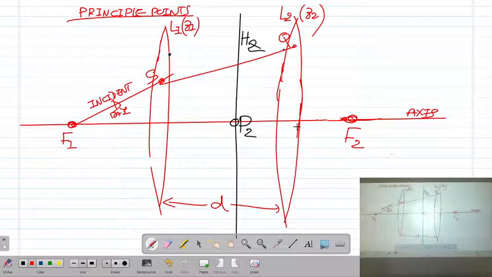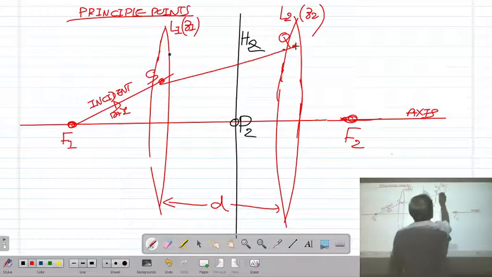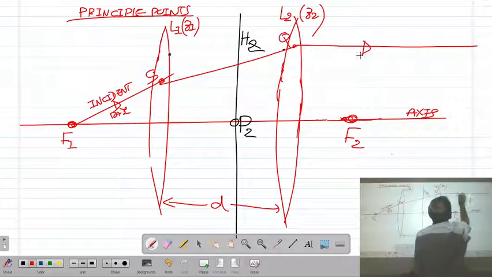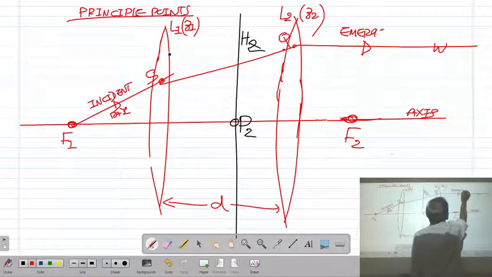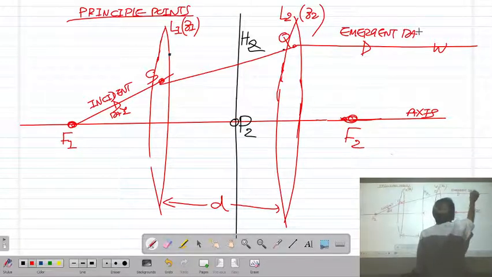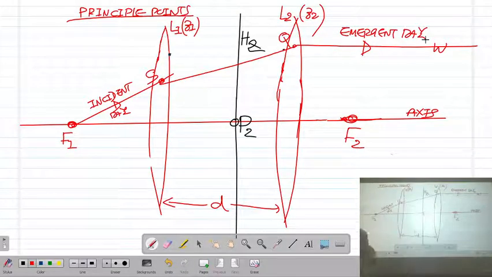And after undergoing refraction into the lens system, it will travel parallel to the axis. So QW is the emergent ray. This thing we have studied already.